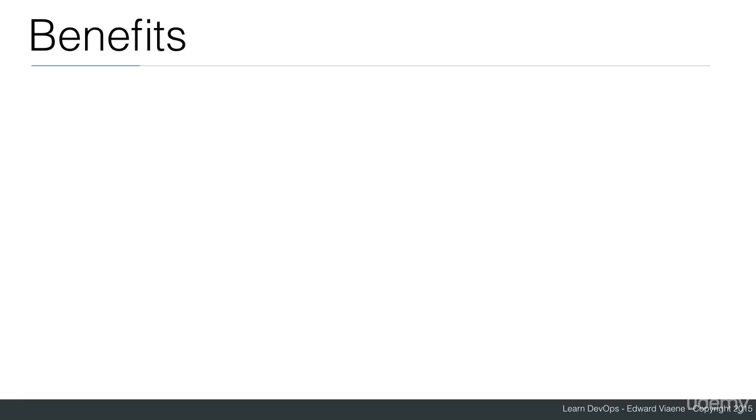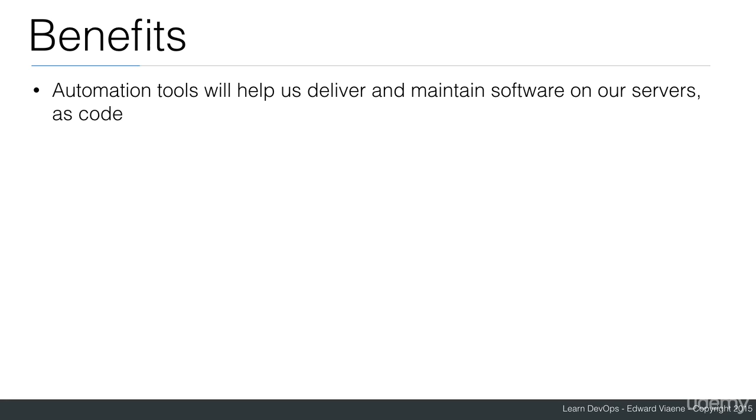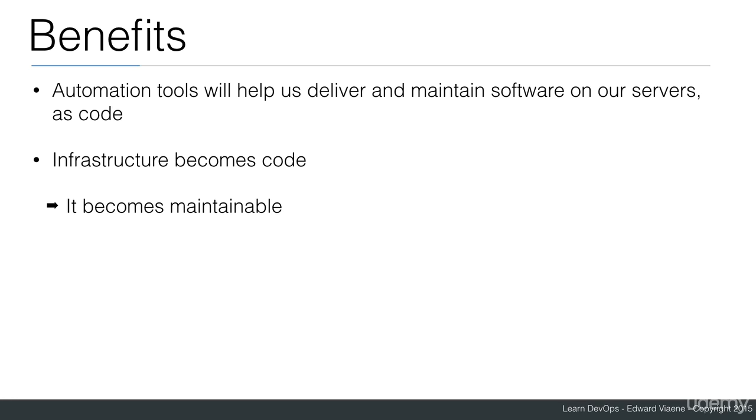Let's talk about the benefits. Automation tools will help us deliver and maintain software on our servers as code. Our infrastructure literally becomes code, which means it becomes more maintainable. We can put it in a version control, like Git, and it will become version controlled. We can also test our infrastructure. We can spin up a new server, install the necessary software, and see if everything goes as planned. And lastly, we can work on the infrastructure as a team.